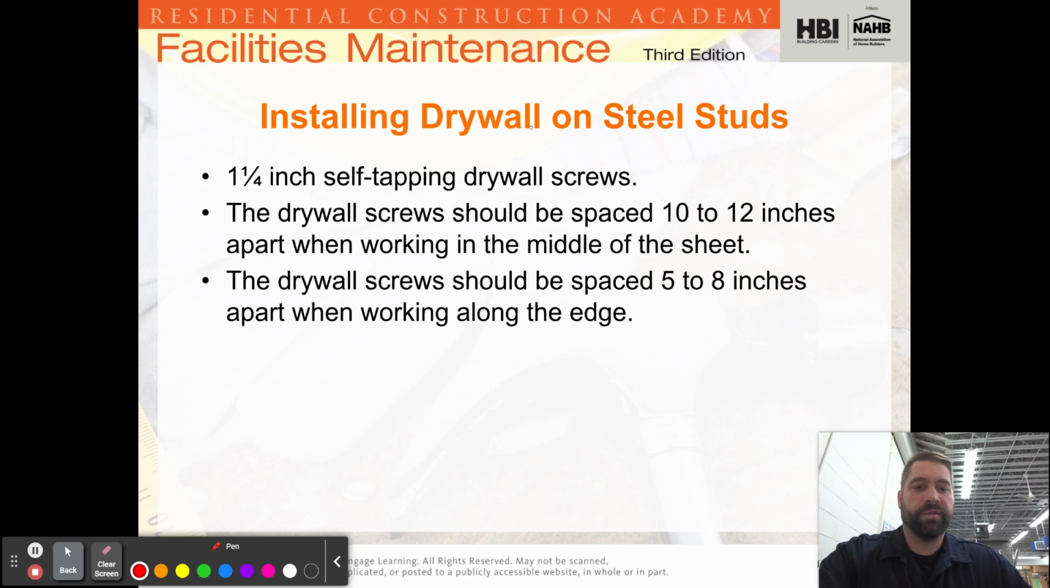Installing drywall on steel studs, some of you will get to this, some of you won't. In this instance, we will be using 1¼ self-tapping drywall screws. These are different than the ones that we'd use going into wood studs. The wood studs use coarse thread, 1 5/8 screws.